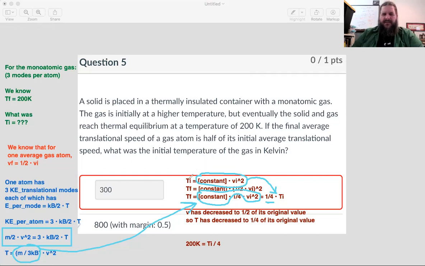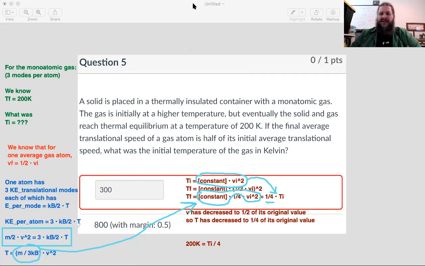Likewise, if temperature were proportional to something to the third, multiplying that something by 2 would result in the temperature being multiplied by 8, because 2 to the third is 8. So it's very useful to think of the relationship between quantities as proportionalities, and then look at how one of them is being changed as a multiplier or a divisor.